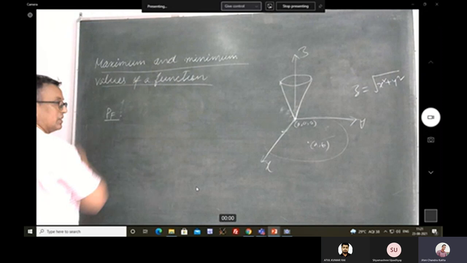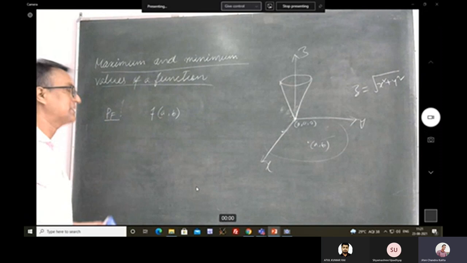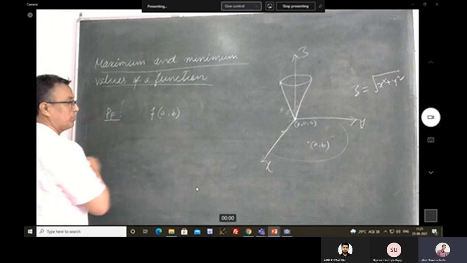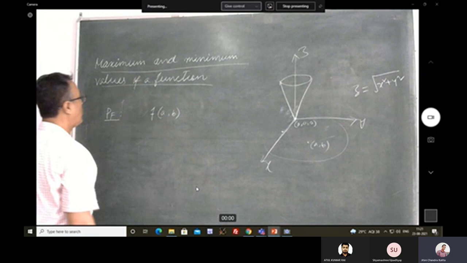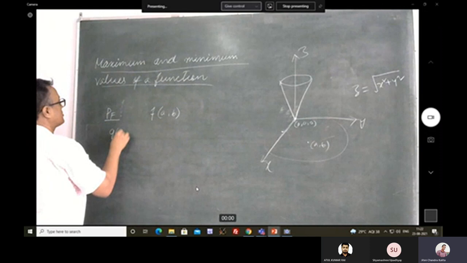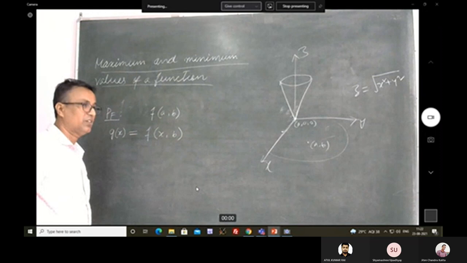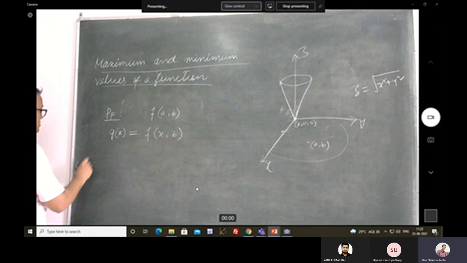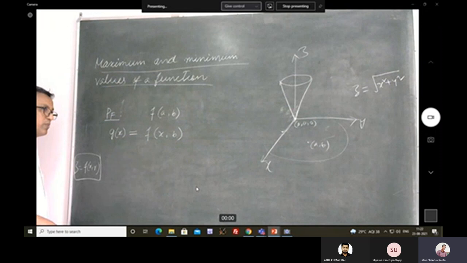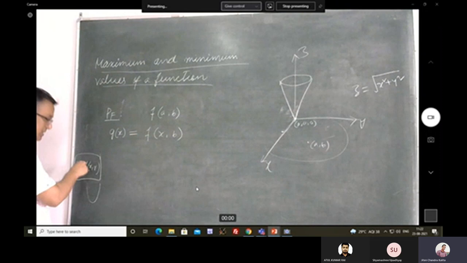So we are considering the value of the function at the point (a, b). Because I am interested in the value of the function at the point (a, b), what I'm going to do is define a function g of x to be equal to f of (x, b). I'm keeping b fixed. Basically, if z equal to f of (x, y) represents a surface, what we are doing is simply considering the curve, which is nothing but the intersection of this surface and the plane y equal to b.